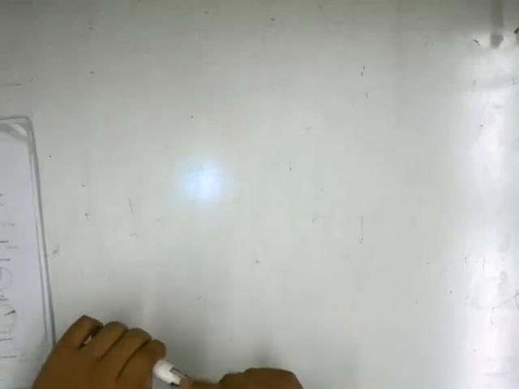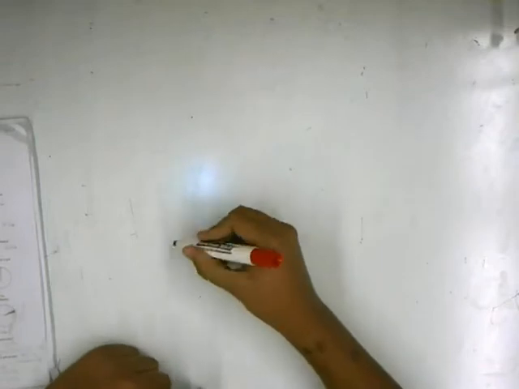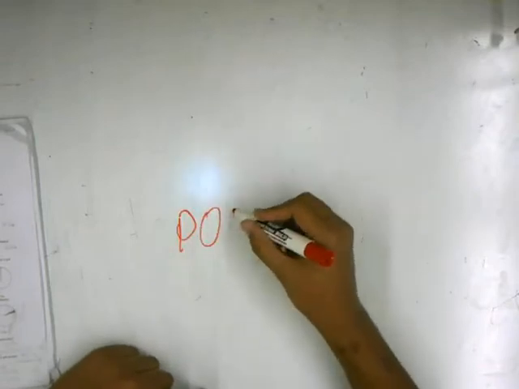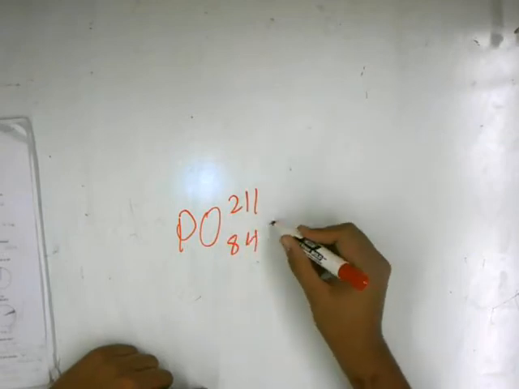Okay, so let's start with observing the decay of the uranium-211 atom, and we're going to write a nuclear equation for it. The PO211 atom has 84 neutrons.